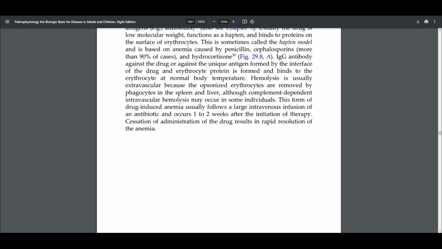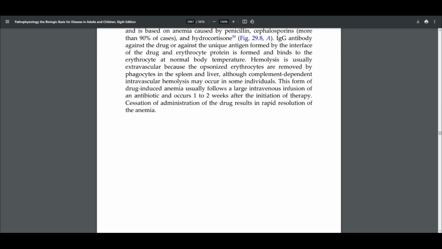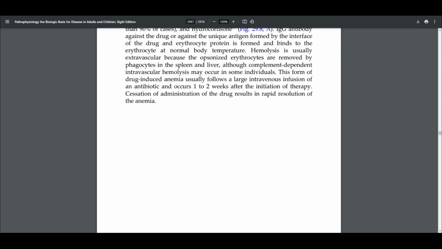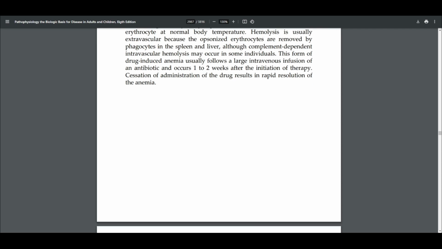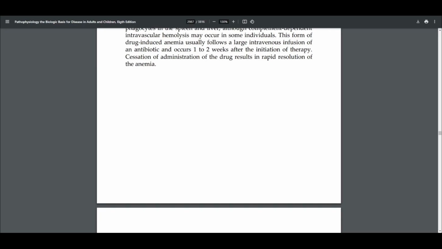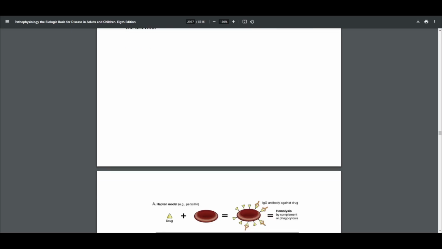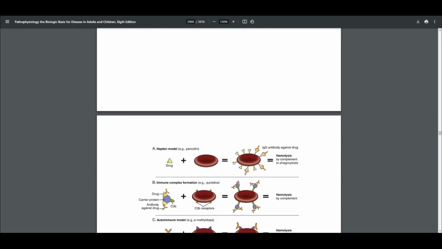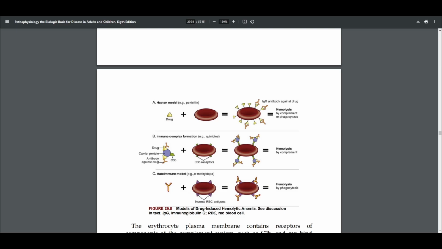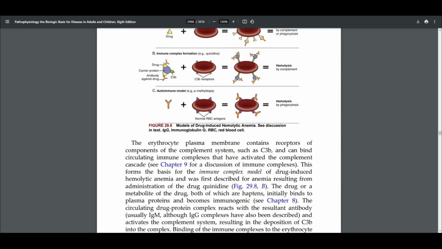Although complement-dependent intravascular hemolysis may occur in some individuals. This form of drug-induced anemia usually follows a large intravenous infusion of an antibiotic and occurs 1 to 2 weeks after the initiation of the therapy. Cessation of administration of the drug results in rapid resolution of anemia. So here you're taking a look at models of drug-induced hemolytic anemia.